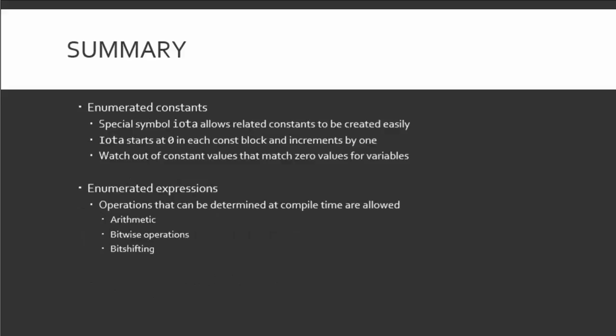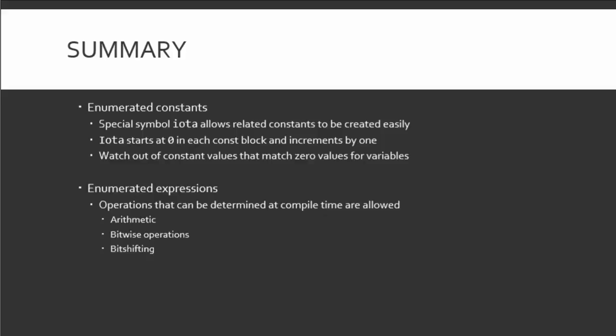Then we talked about the enumeration types that we can work with, and we learned about the special symbol iota that allows us to start with the value 0 and increments one time every time we use it inside the same const block. Now the one thing that we have to watch out for is that constant values that match the 0 values of variables can cause subtle bugs in your application because you might have logic that you expect to initialize the value of the constant, and if something happens and that initialization doesn't occur, then you're going to be working with the 0 value, which might give you a false match to a constant that you're evaluating against.